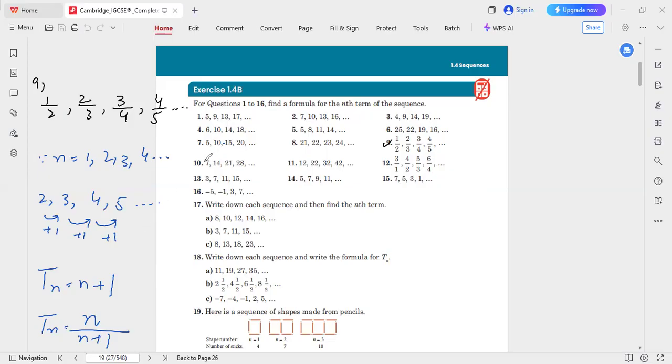Next, for the 10th one as well, these are all the multiples of 7. So you can write the nth term as 7n.